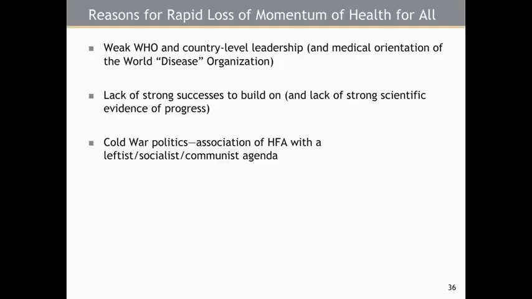Other reasons for the rapid loss of momentum of the Health for All movement, as many people call the Alma-Ata concepts, was the weak leadership at WHO globally, and also weak leadership at the country level in WHO, and the medical orientation of what many people refer to as the World Disease Organization rather than the World Health Organization. But there was also lack of strong scientific evidence of the progress that could be achieved with the broader approaches, and there were strong scientific achievements that could be shown for oral rehydration therapy and immunizations. So the scientific part of this was an issue. And then there were the politics that fed into this as well. And many people considered Health for All to be a part of the leftist, socialist, communist agenda. And so that didn't help obtaining support from the West, and particularly the United States.